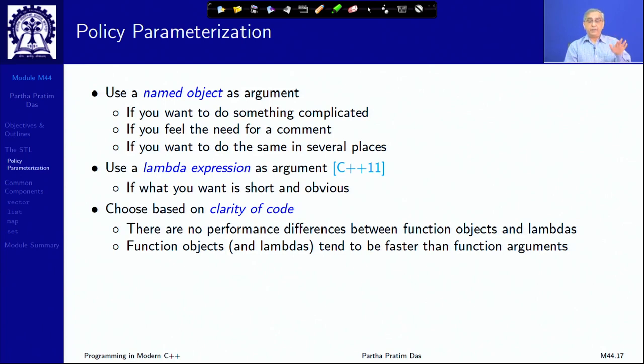So, policy parameterization in general can be done through named objects as we have done, or through lambda expressions, depending on whether you want to reuse the same policy in multiple places, in which case you will use a named object, or if you need to have a lot of comments therein, or it is quite complicated logic and so on. Otherwise, just use a lambda.